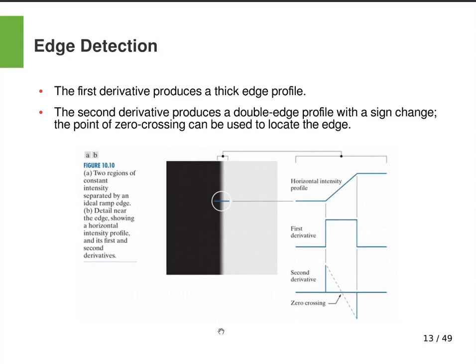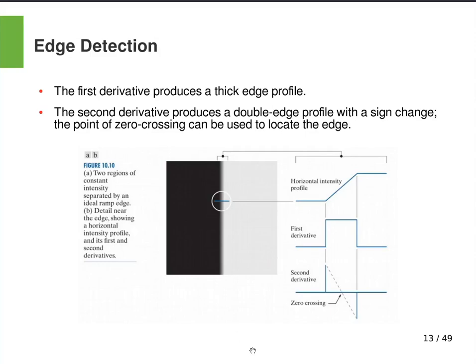The first derivative, as we said before, produces thick edges in the images. On the other hand, the second derivative produces a double edge profile with a sign change, and the point at which we cross zero can be used to locate the edges.